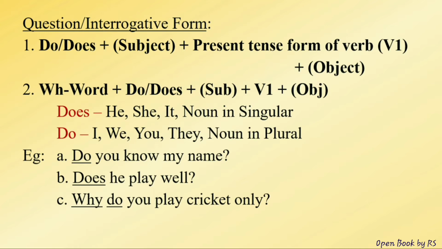Example: why do you play cricket only? Here, the WH word why is used, and of course do or does, subject plus present tense form plus object. So like that. So these are the examples of interrogative sentences.